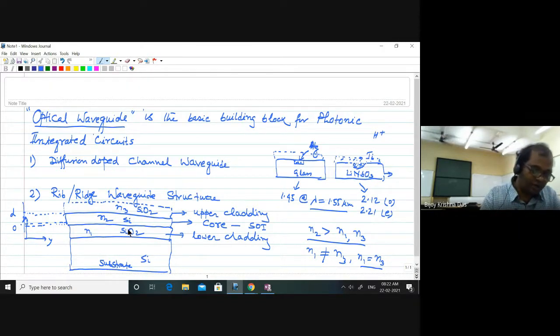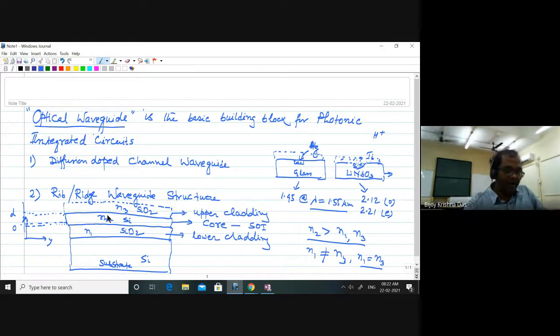For example, you can launch light here in this core region. It can be confined vertically because of the upper cladding and lower cladding. But it is allowed to propagate in both directions, that means in the y direction as well as the z direction. So all 2-dimensional propagation is possible. Light can be diffracted or diverge in the yz plane. Okay, so this is a planar waveguide.